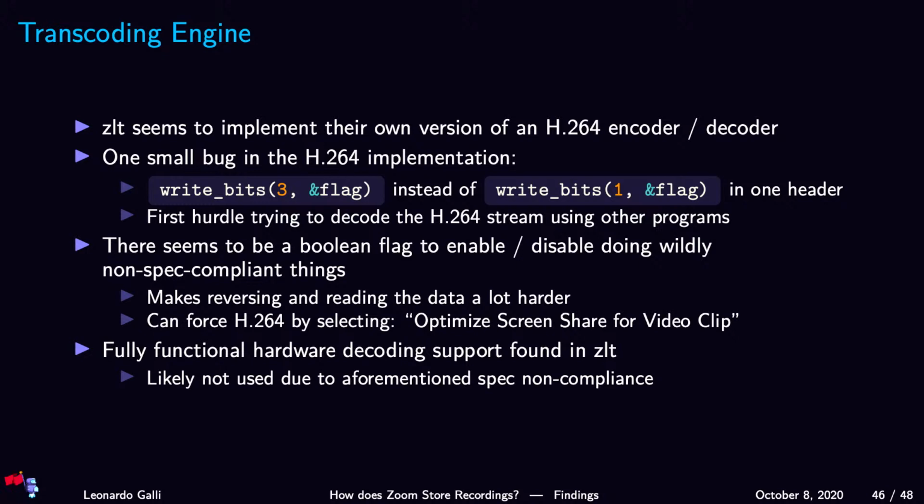And of course, this also made reversing and actually figuring out what is going on here very, very difficult. And finally, what I also found interesting is that I found a fully functional hardware decoder inside this library. It was not used, though. The code was there, it was never referenced, though, which is interesting, but makes sense in the way that it's likely not used because, again, the output is not spec compliant, so you can't really use a hardware decoder.